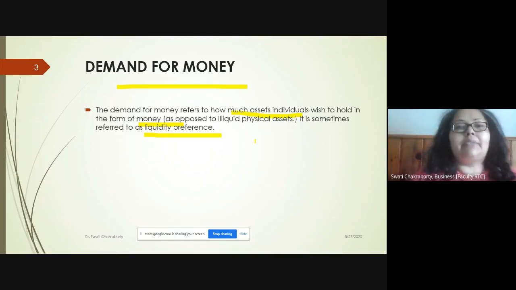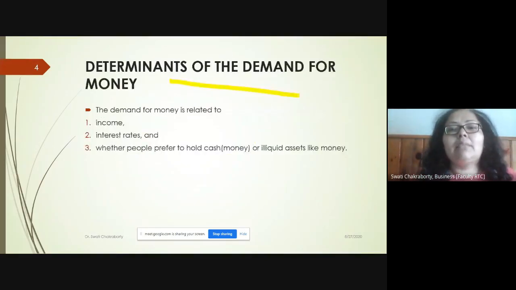That is demand. Now, what are the determinants for the demand for money? So demand for money is related with the income of a person, the interest rates that are there, and whether people want to hold assets in the form of cash, that is money, or illiquid assets.